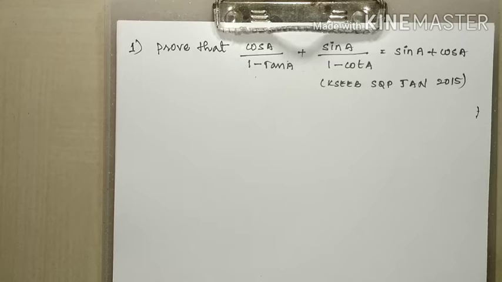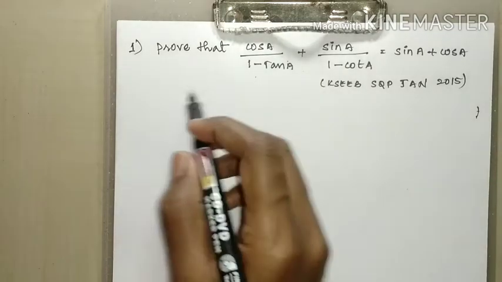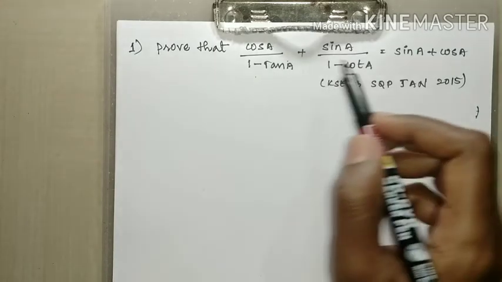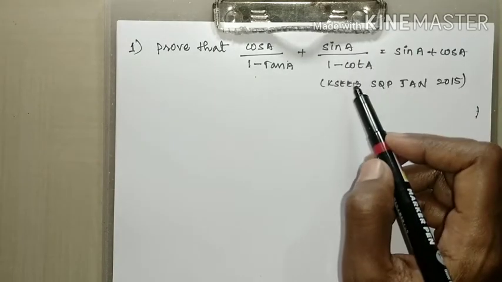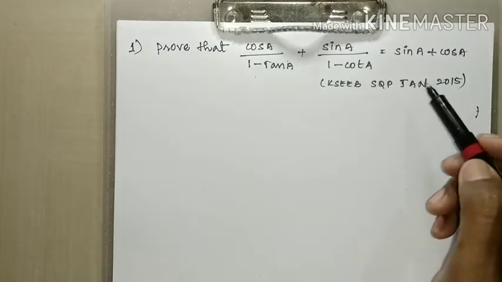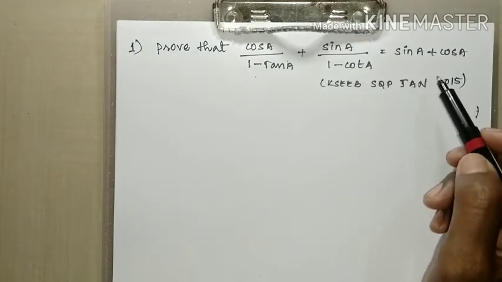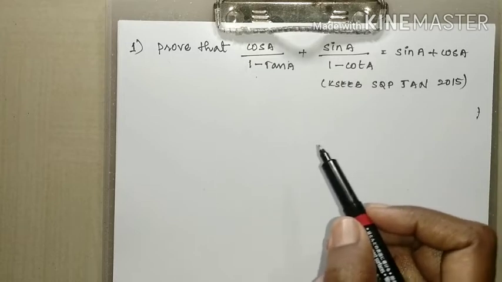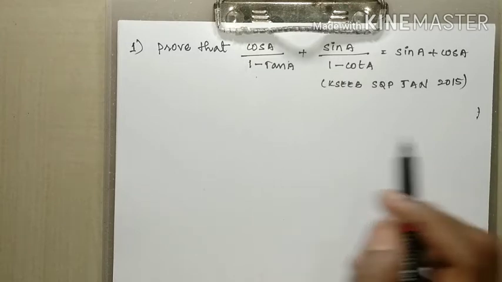Today we will try to solve some important 3 marks problems on trigonometry. So here we have example number 1. Prove that cos A by 1 minus tan A plus sin A by 1 minus cot A equals sin A plus cos A. This is KSEEB solved question paper, Jan 2015 question paper sum.